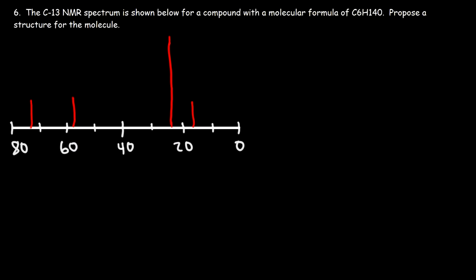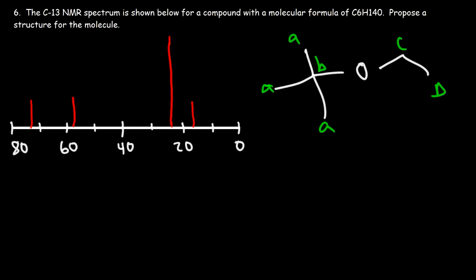The only other way in which we can design an ether with equivalent carbon atoms is using a tert-butyl group. So we have a total of 4 carbons at this point, so we're going to put 2 on the right. So now this will be carbon A. The 3 methyl groups are identical. Carbon B, C, and D. So now we have a total of 4 carbon atoms. So this is the structure that corresponds to this particular molecule.